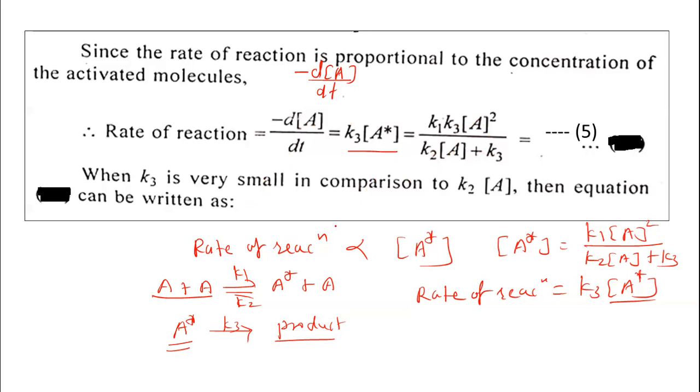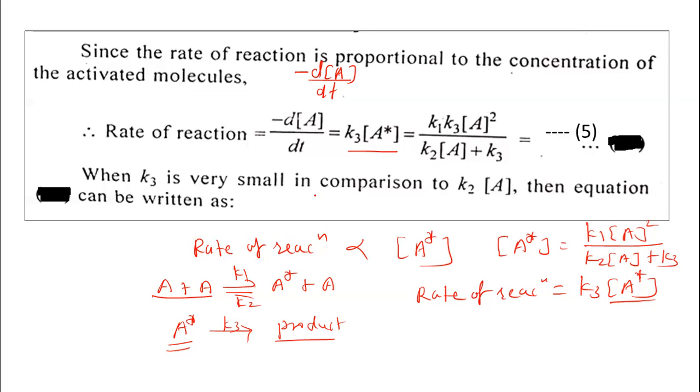What is K1 here? K1 is the rate constant for the forward reaction, K2 is the rate constant for the reverse reaction, and K3 is the rate constant for the decomposition of the activated molecules. Now in this case, this is equation 5. So when K3 is very small, meaning the rate constant of this is very small, it means that the conversion of this A star to product is not possible.